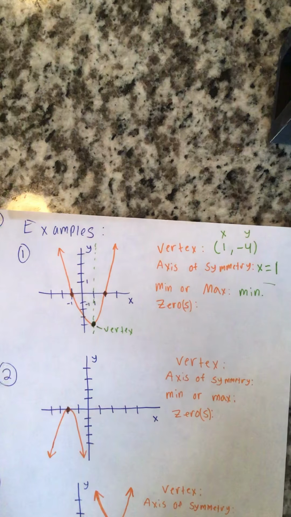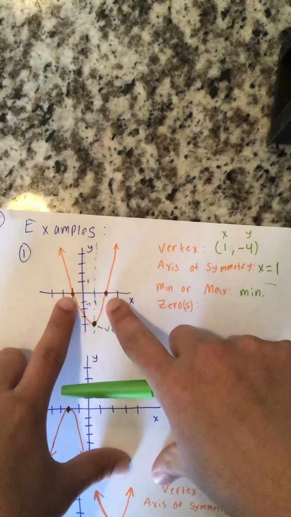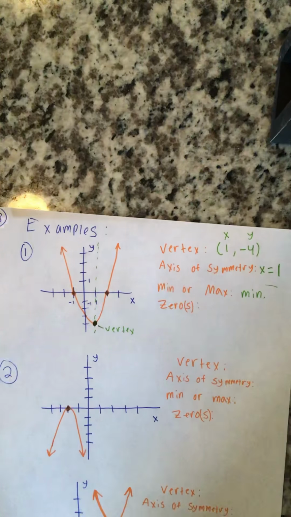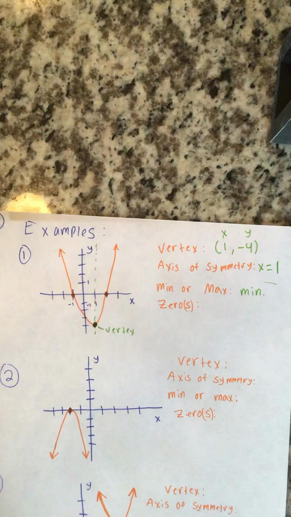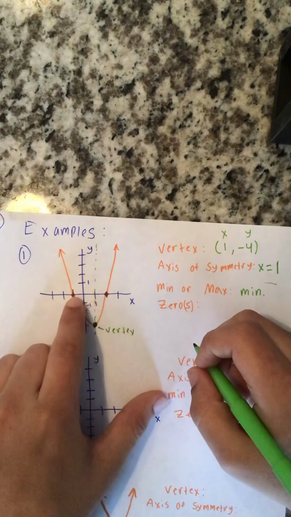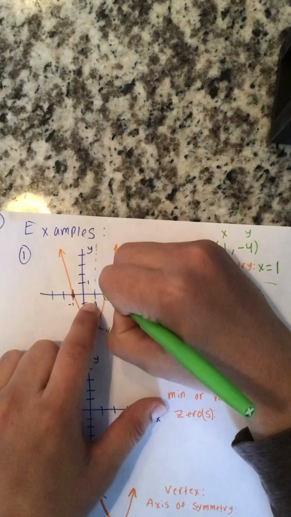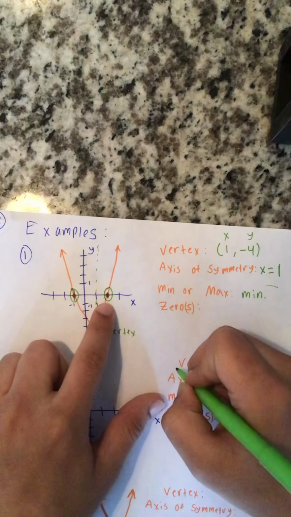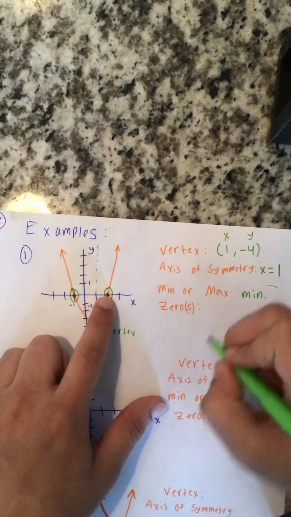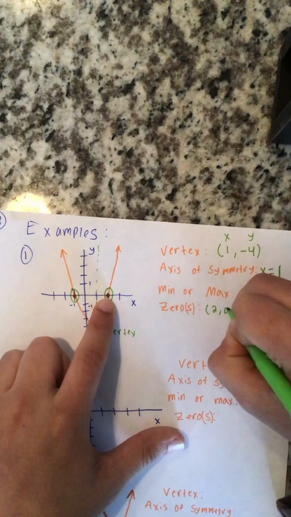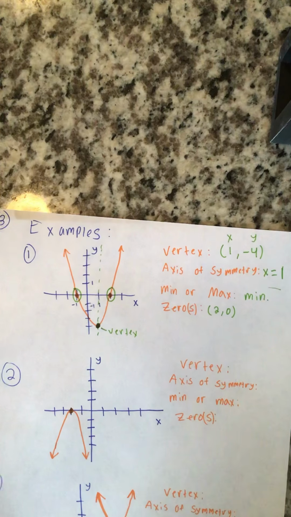Okay, now we go to the zeros, okay? So remember, the zeros are where my parabola crosses the x-axis. So if y'all look, my parabola crosses the x-axis 2 times. It crosses right here and right there, okay? So what I need to do is write both of those points down. So right here, if I go over to where it crosses, this is 1, 2, 0. So (2, 0). That's my first zero, okay?